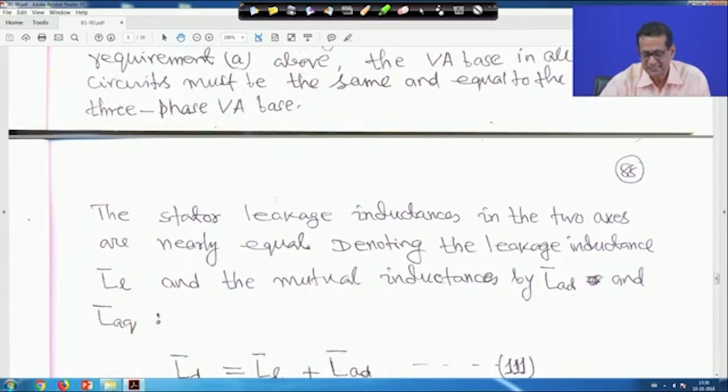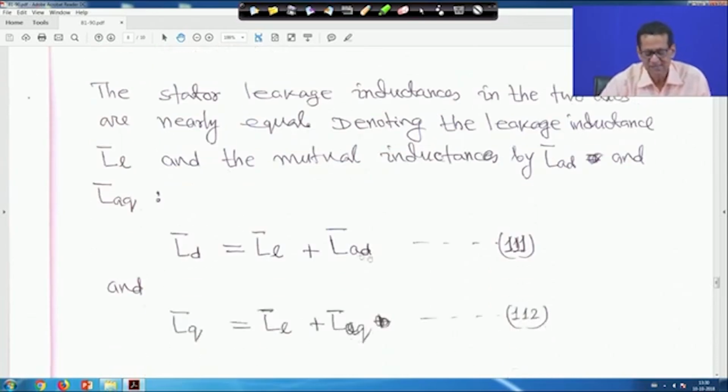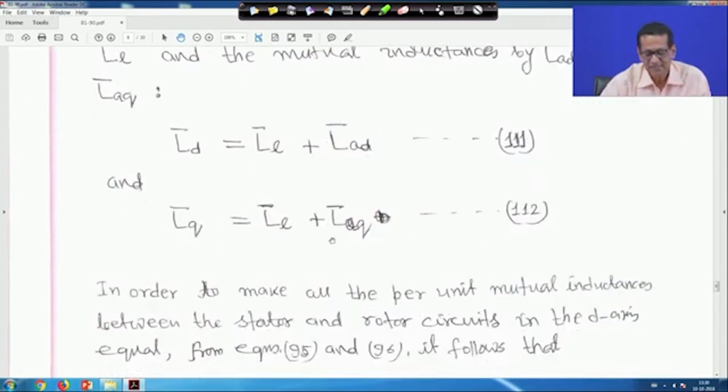So, stator leakage inductances in the two axes are nearly equal, denoting the leakage inductance by LL bar and the mutual inductances by LAD bar and LAQ bar. Therefore, LD bar is equal to LL bar plus LAD bar, directly you can write, and LQ bar is equal to LL bar plus LAQ bar, directly you can write. This is 111, this is 112.